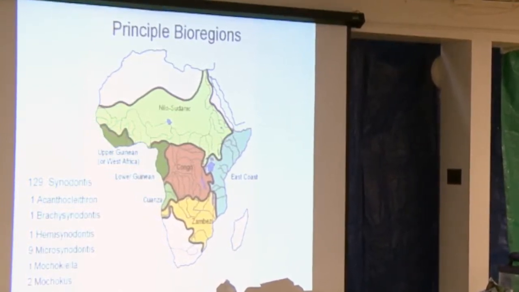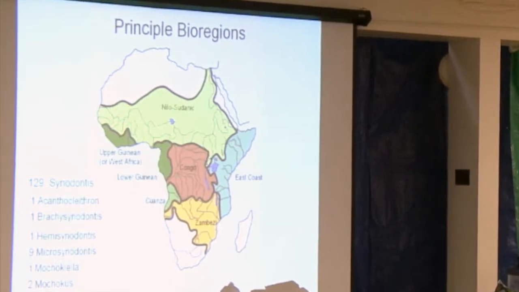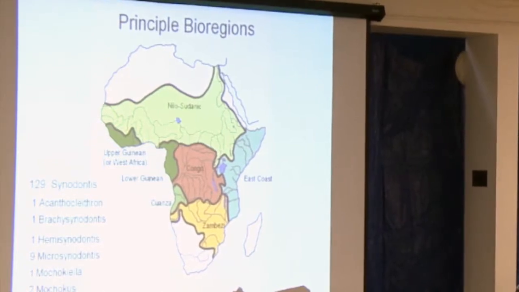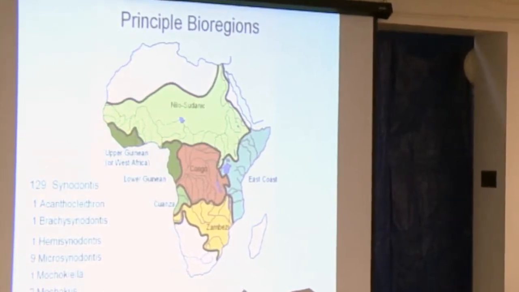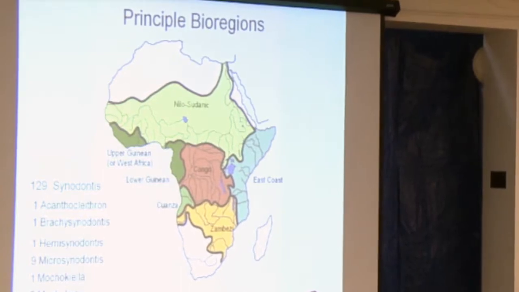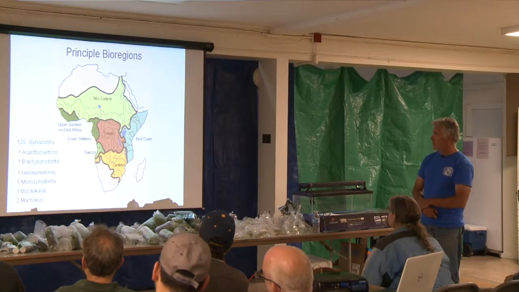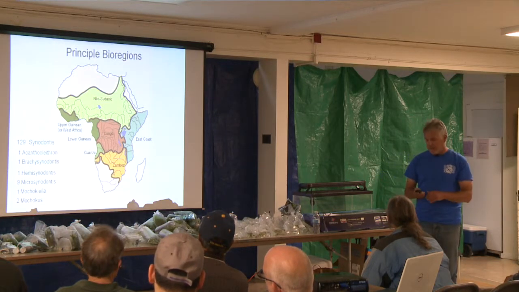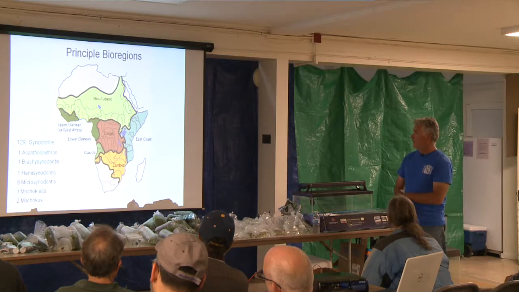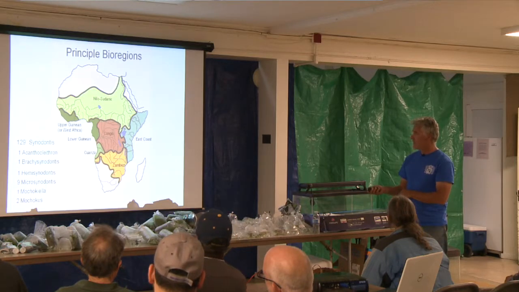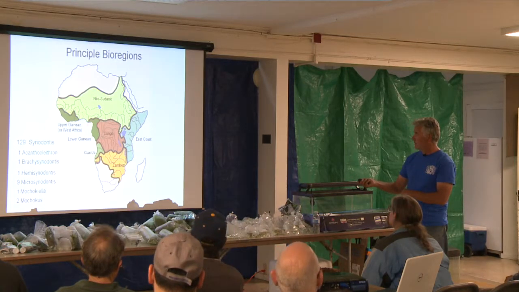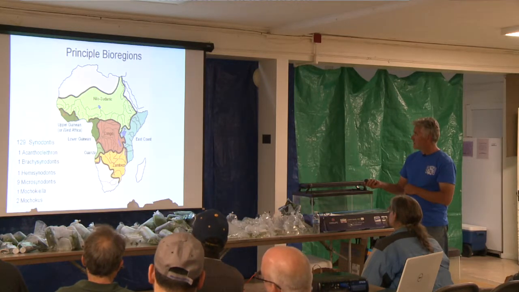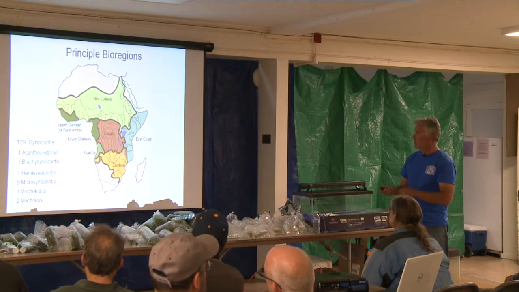There's 129 species of Synodontis, an Acanthocleithron, one Brachysynodontis, that's the batensoda, which could be a Synodontis. The Brachysynodontis and the Hemisynodontis, a lot of people in Europe still consider them Synodontis. They don't split it up like that. And we've got 9 Microsynodontis, which are mostly described from the Cameroon area, and 1 Mochokiella, which is from Sierra Leone, which I was supposed to go to.